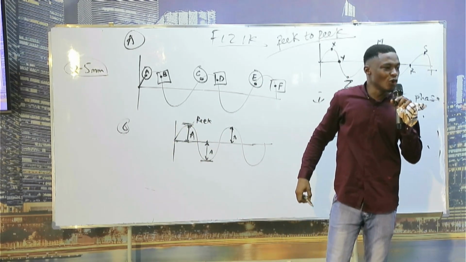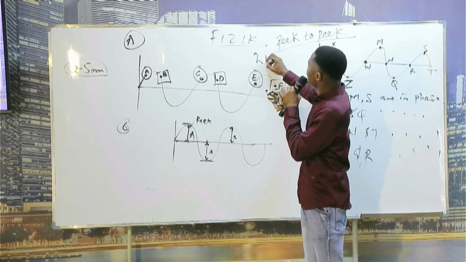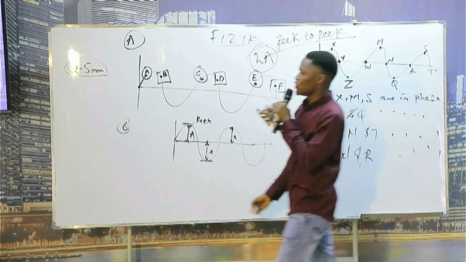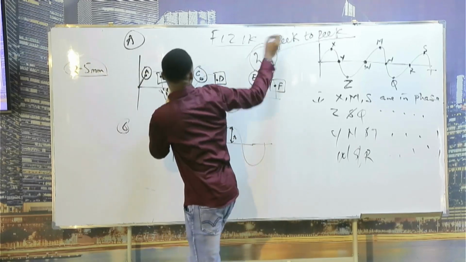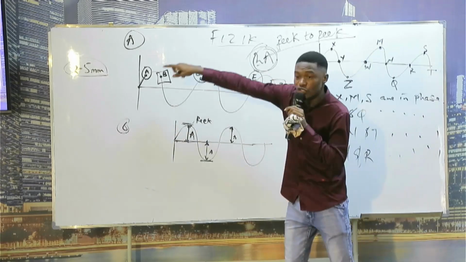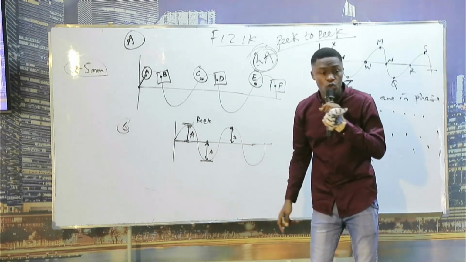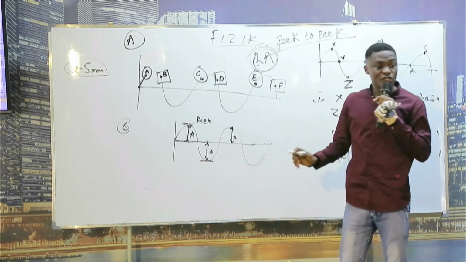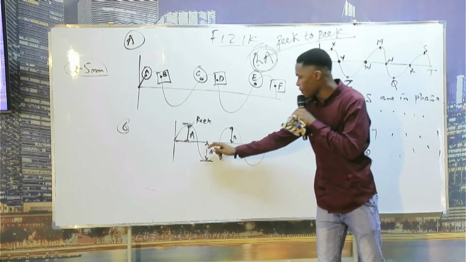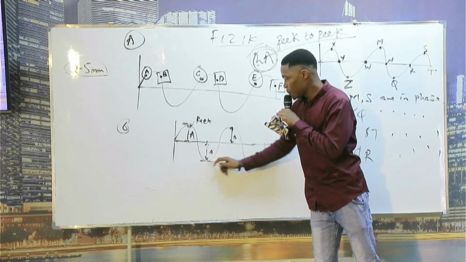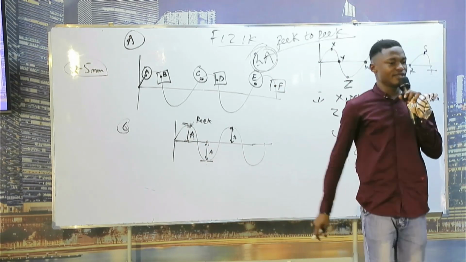So what value is it going to be? Is it 2A? Is it 2 times amplitude? So peak to peak is 2 times amplitude. Meaning whatever amplitude is given to you, you multiply by what now? 2. How did we get it? A plus A. Peak to peak: from here to here is a peak, here to here is a peak. So peak to peak is 2 times amplitude.